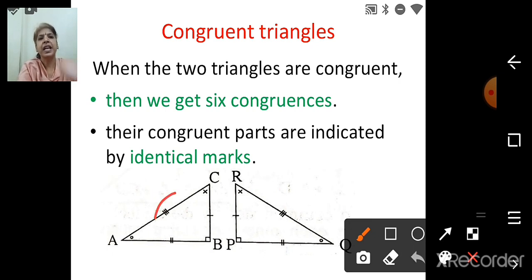Now for side AC and side RQ, the identical markings are the same. Then angle A is congruent with angle Q. See the marking. And angle B and angle P, they are having the marking of right angle. And side AB with side PQ, and side BC you can see with side RP. So these are the identical markings, 3 of angles, 3 of sides.